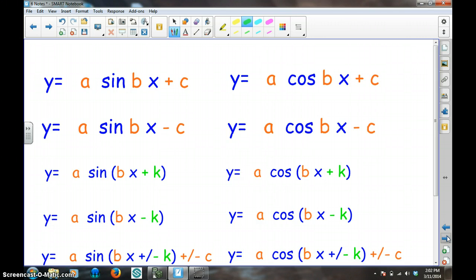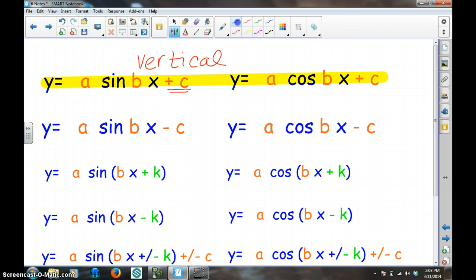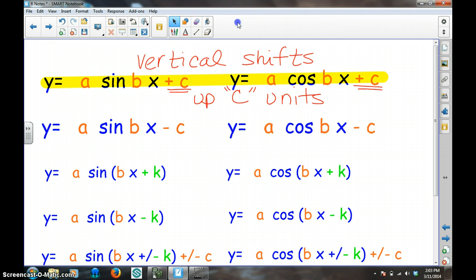I've basically taken the two graphs, sine and cosine, and I've put letters in where you might see numbers. These two graphs, the a sine bx plus c and the a cos bx plus c, are called vertical shifts. Vertical shifts, again, are happening when it's after the trig that I see the plus or minus. And specifically, if I see a plus, this set of graphs will move up C units. Whatever C is, you're going to take the entire graph and lift it up that high.